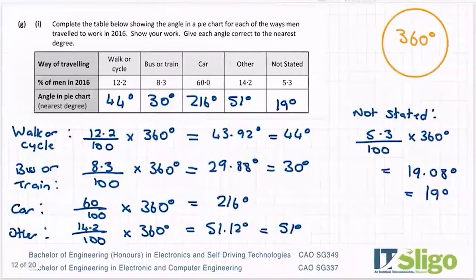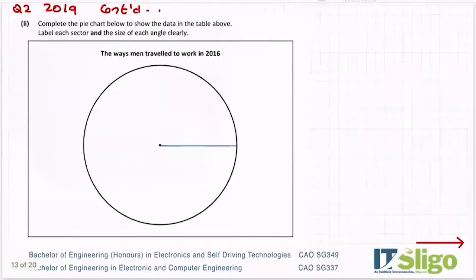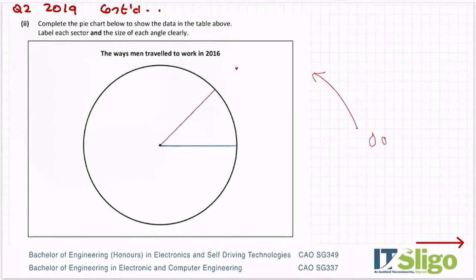What's my first angle I have to measure? 44 degrees. So down goes my protractor, and you're going to come from this side. You start where it's 0 degrees on this side, all the way up to 44 degrees. Let me just mark that in. So 44 degrees, I'm getting to be somewhere here. Then I draw a line between the center point like that.